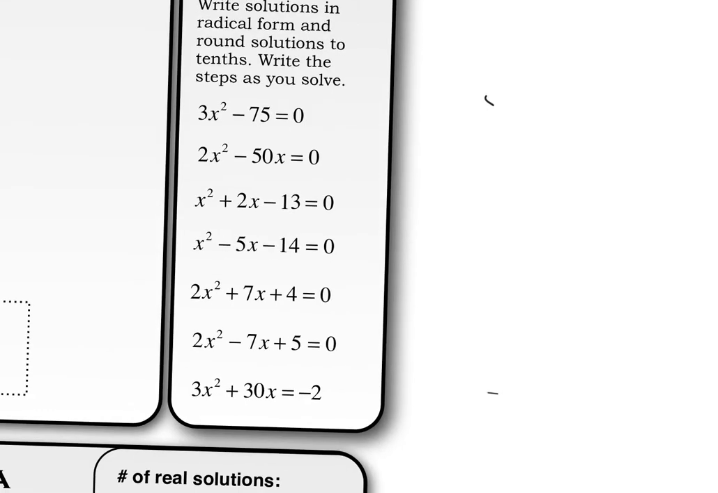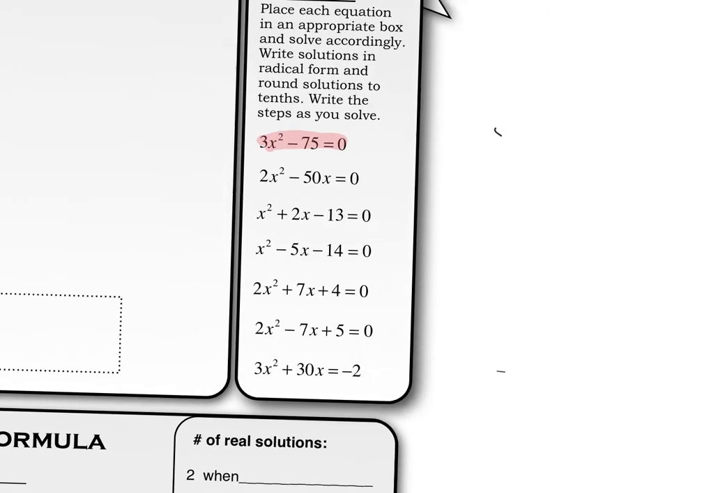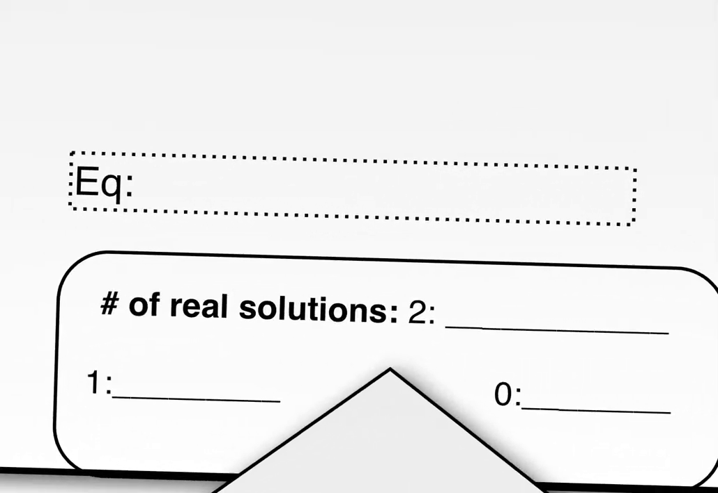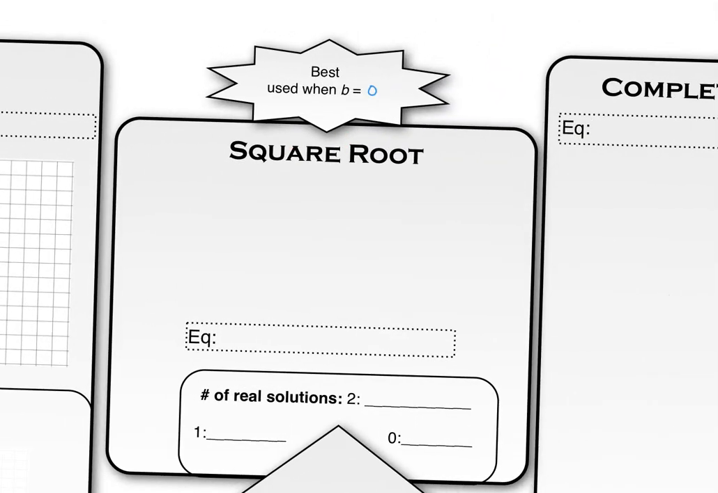Which one here of all of these has a value where b is 0? Take a gander at the very top one right here. The top one, the b is 0. So I'm going to take that 3x squared minus 75 equals 0, and I'm going to place it in the square root box here. This was a small mistake. Technically, I should have put this box up here so that you can show work under, but it is what it is right now. So 3x squared minus 75 equals 0. Because b is 0, this is a great method to use.